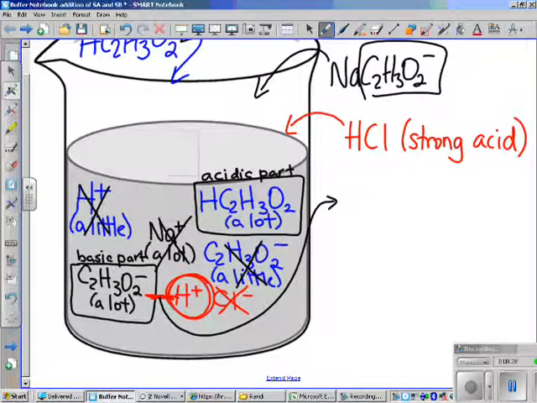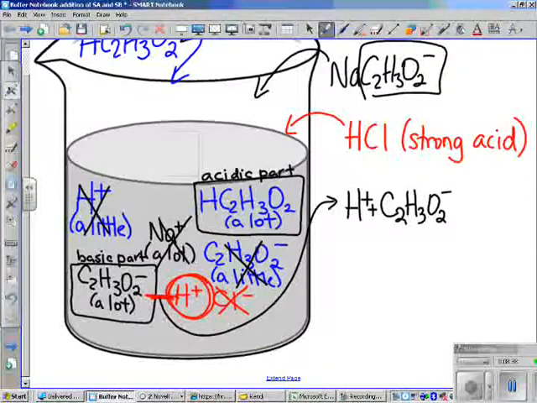So what we do is we say the H plus is reacting with the basic part of the buffer, which is C2H3O2 minus. What do we get when we put H plus and C2H3O2 minus together? Acetic acid. We get HC2H3O2.